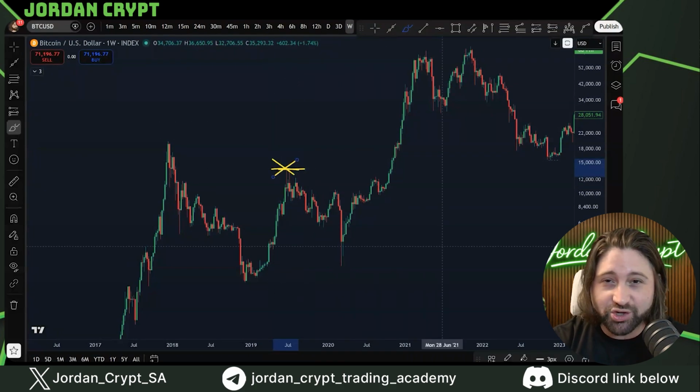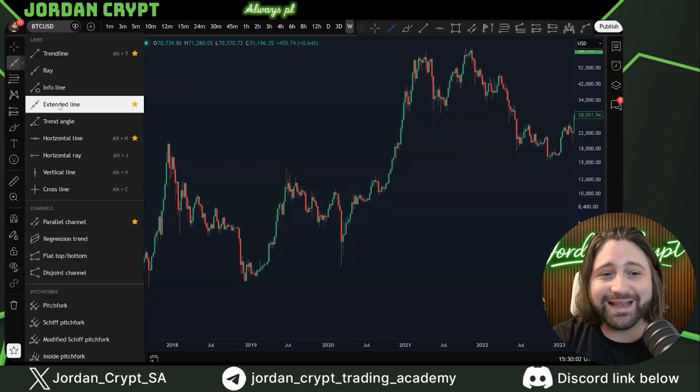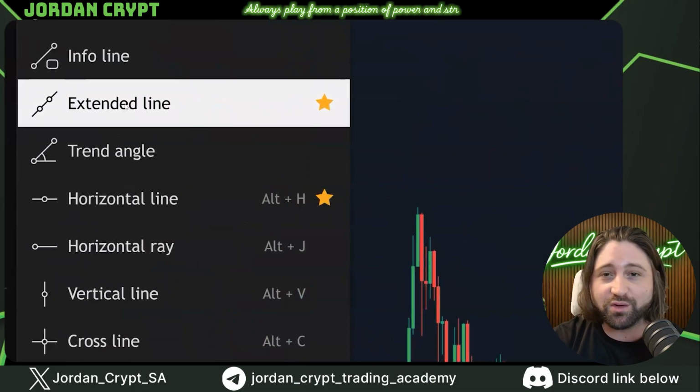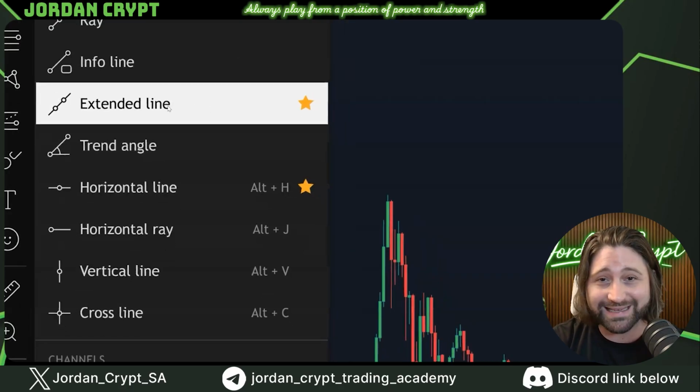Very important to make sure each of the lines that you draw come from that exact same point. To draw in these lines, we're going to be using the extended line tool. This is also very important to make sure you are using the right tool here. Add it to your favorites so you always have it at easy access.